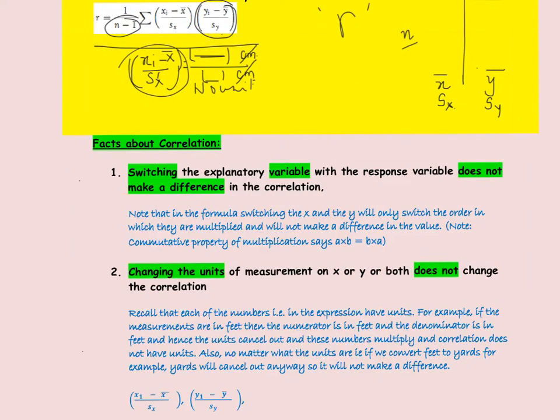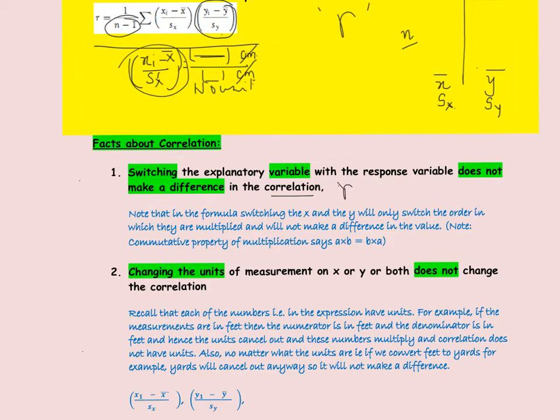Now there are some important facts about correlation, and see if you can answer these questions without listening to my explanation by pausing the video. But the question is, will it make a difference if I switched the explanatory variable with the response variable? If the two got switched, will it make any difference in the correlation coefficient, which is R?